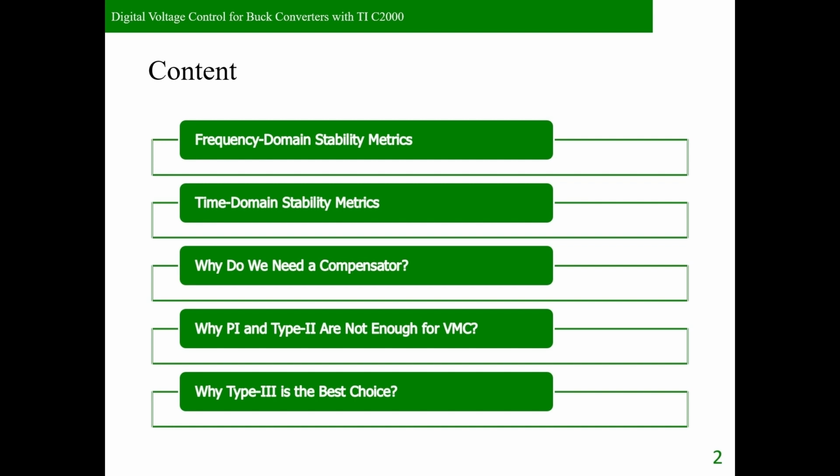We will also compare different types of controllers and see why PI and Type 2 compensators are not sufficient for voltage mode buck converters. Finally, we will show why the Type 3 compensator is the correct and standard choice, and this will prepare us for the practical Type 3 design workflow in the next lesson.